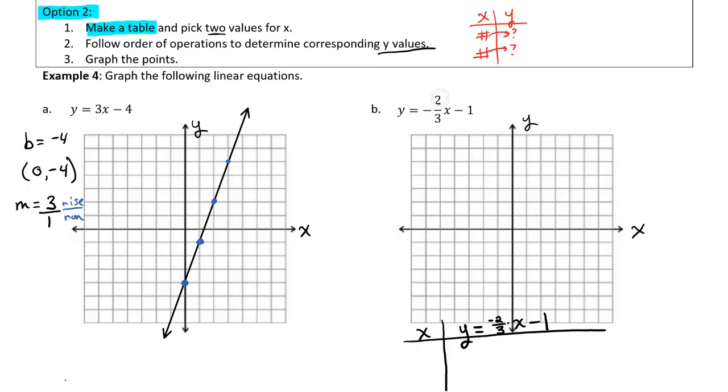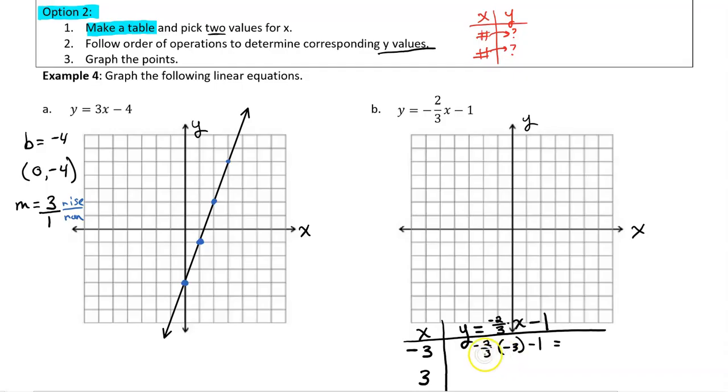Now, considering my fraction, I'm going to be a little bit strategic in the x value that I choose. I'm going to go ahead and go with maybe a negative 3 and a positive 3, just to make the fraction calculation a little nicer. So for the negative 3, I'm going to plug that into this x spot of my y equals equation. So the y value is going to equal negative 2/3 times a negative 3, that's the one we chose over here, minus 1. And we're evaluating, so we're finding a number, order of operations.